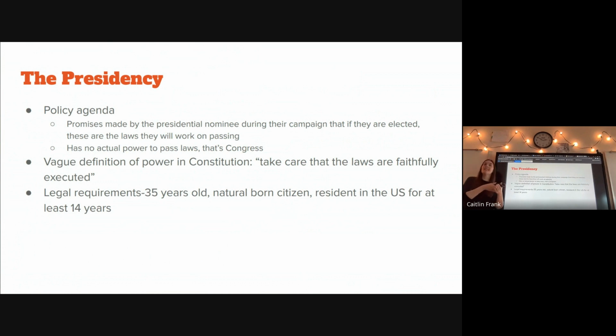Now, the official role of the president is to execute the laws, which we know is done through the president and the presidential agencies known as the bureaucracy, which we're going to cover tomorrow. And the president has the most stringent requirements for any political office in the country, though you don't need to know the specific age and residency requirements.